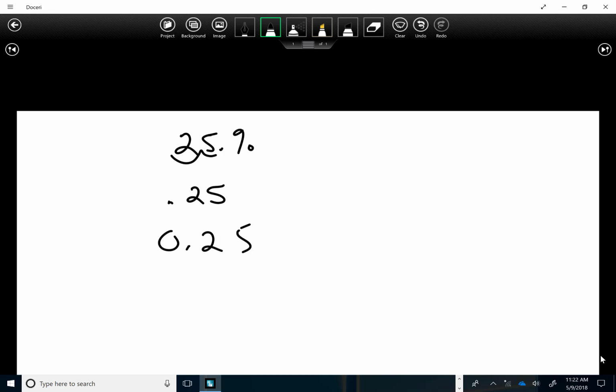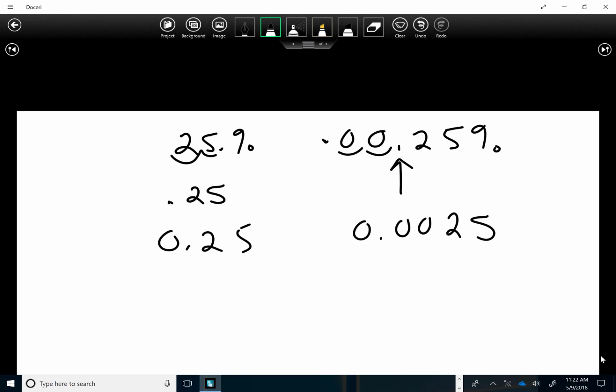Let's try another. 0.25%. You can see the decimal here. If we move the decimal 2 places to the left, we have 0.0025, using a 0 in the front as a placeholder.